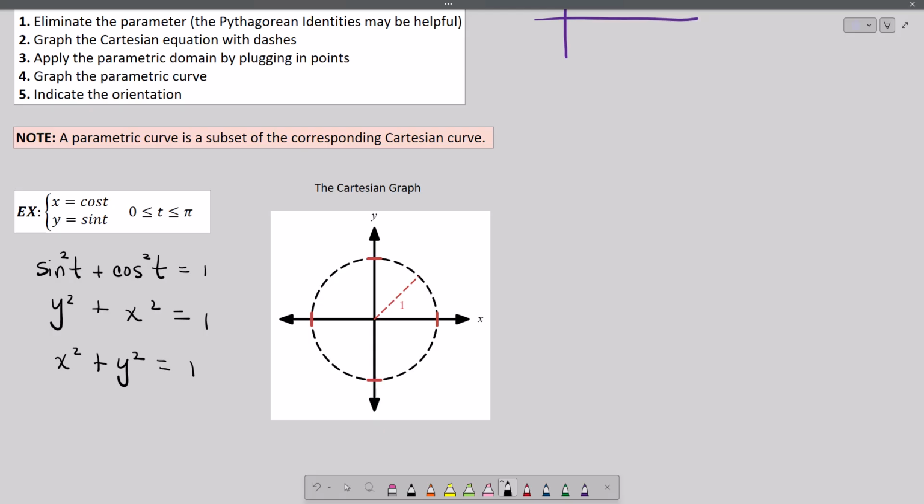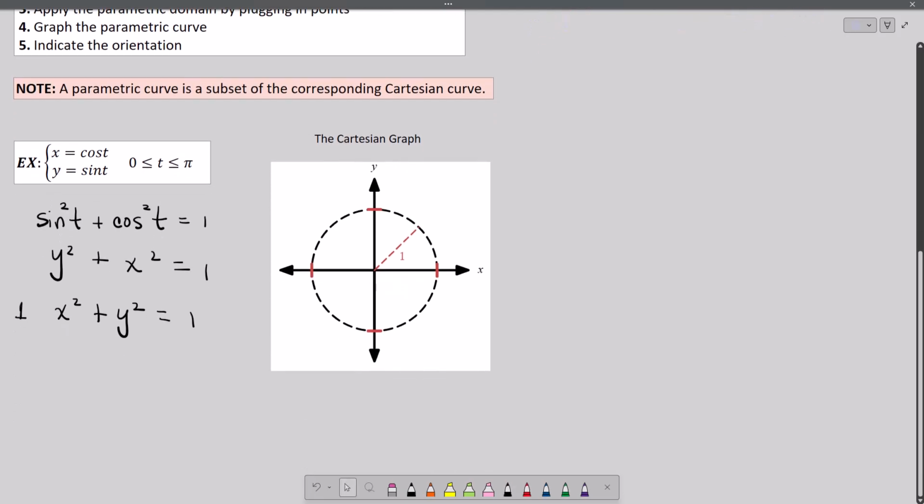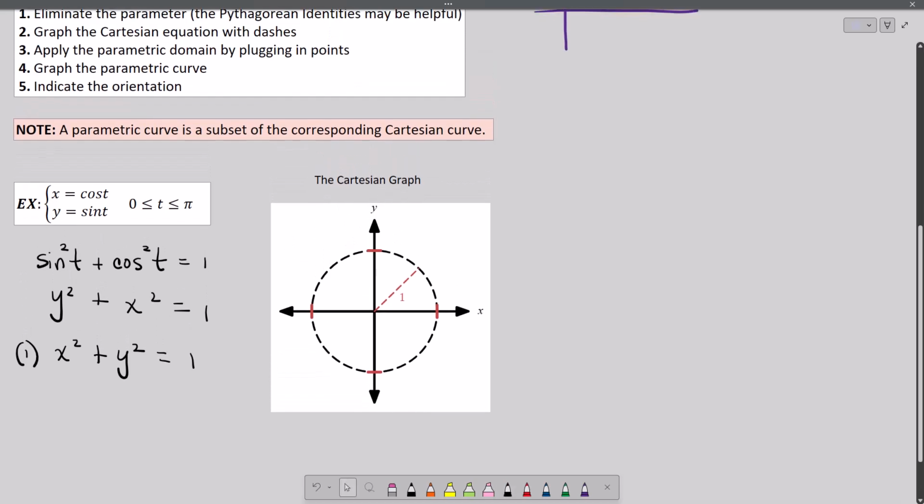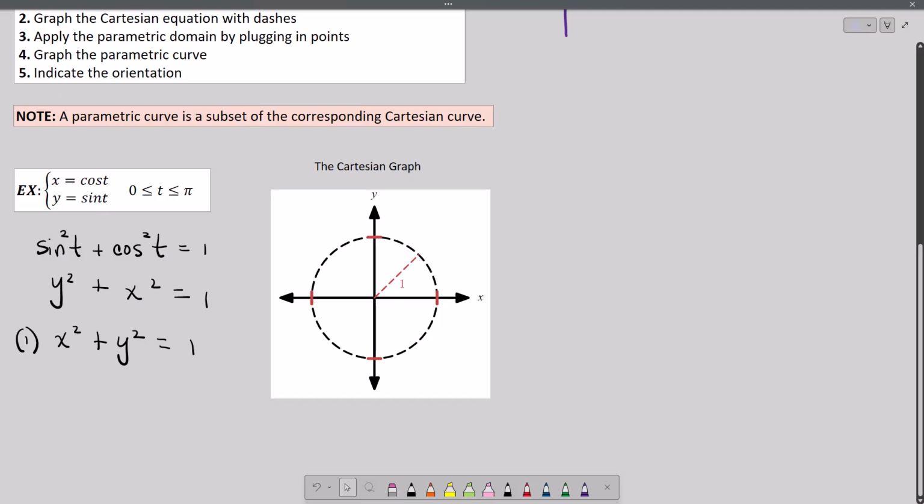So that's step one. We've eliminated the parameter t, and we've got a rectangular equation. Get rid of t. We use the Pythagorean theorem to do it. The second step says graph the Cartesian equation with dashes. All right, there it is. That's a unit circle centered at the origin.